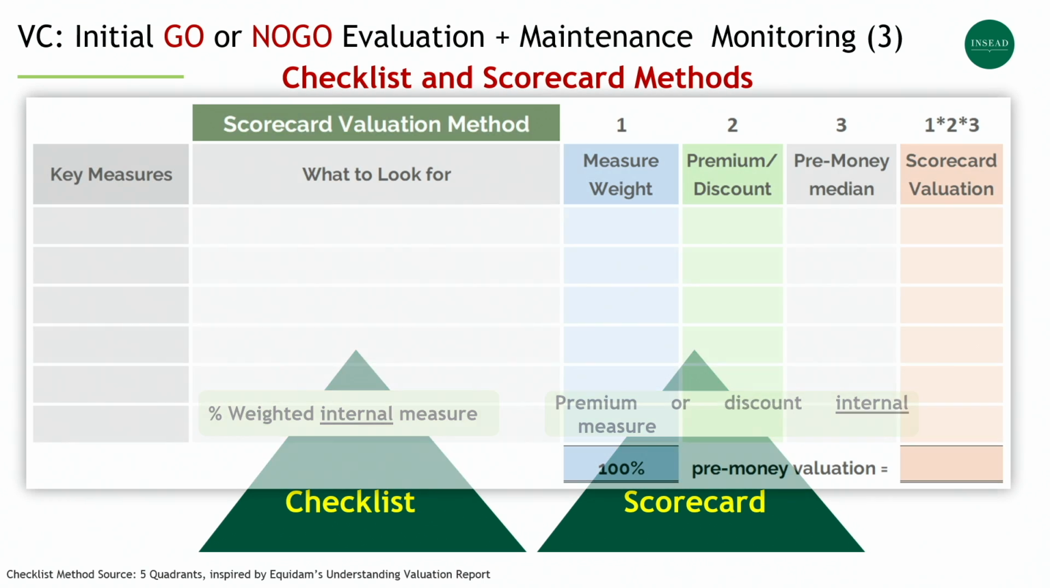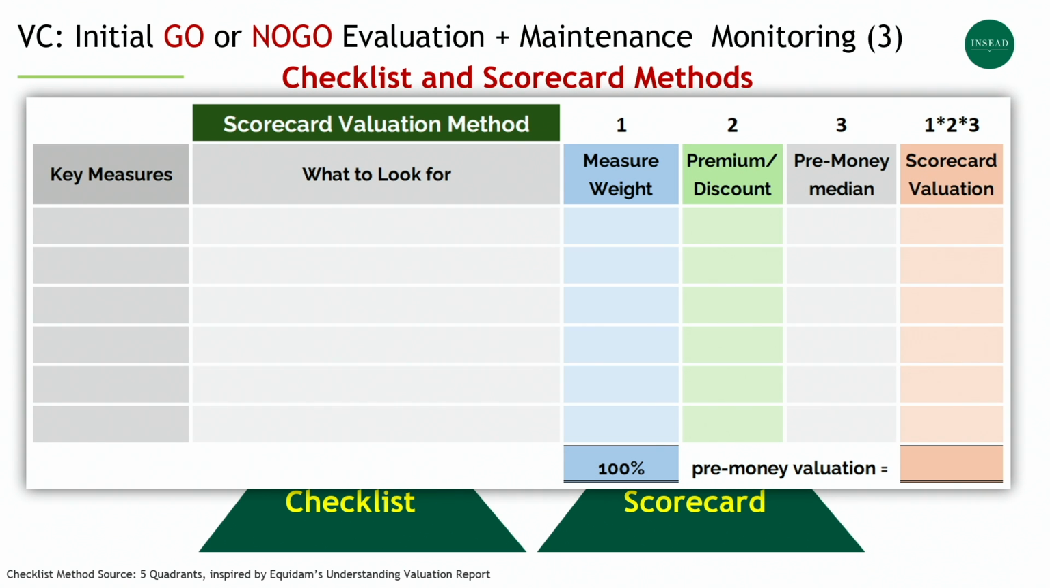Now, let's have a look at the SCORECARD valuation method. Similar to the checklist, we have key measures on the left-hand side. So for example, we look at the competitive market. We are assessing, is this startup trying to succeed in a blue ocean or red ocean, in INSEAD talk, i.e. in a market that has been highly contested or not contested at all.